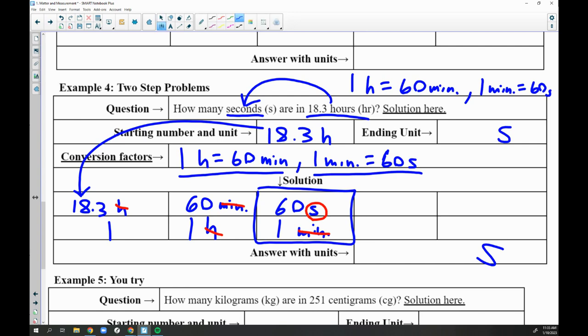So now we plug into the calculator 18.3 times 60 times 60. And if you want, divided by 1, divided by 1, divided by 1. But of course, that's not going to change the number. So has anyone done this yet? 65,880. 65,880 seconds. So we just figured out that 18.3 hours is the same as 65,880 seconds. So why don't you guys give the last example a try?